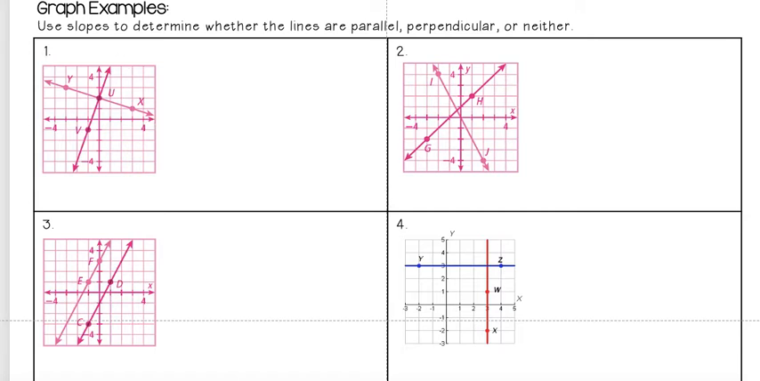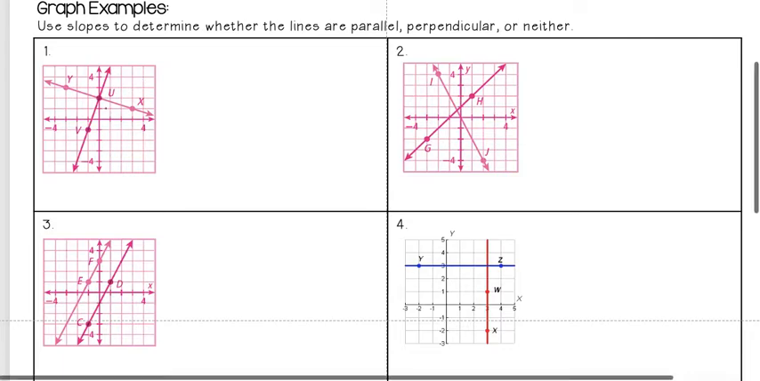So for this video, we're going to be looking at graph examples. We're going to see lines graphed, and we're going to determine whether the lines are parallel, perpendicular, or neither. To do this, I need to find the slope and see whether they're the same or they're opposite reciprocals.